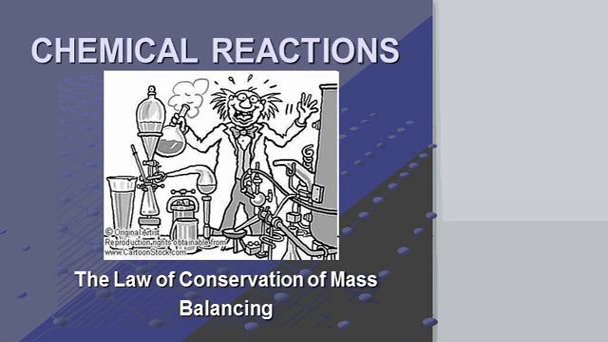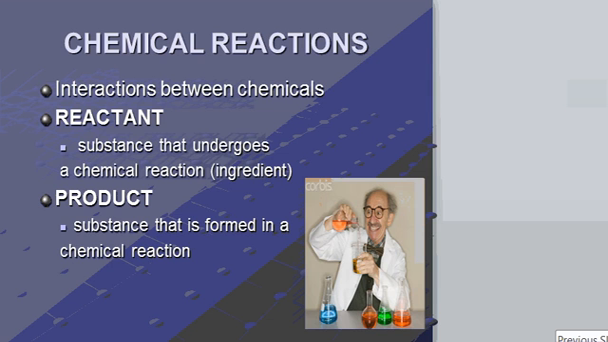We know that chemical reactions occur. We know they are interactions between chemicals. In any chemical reaction, you have a reactant and you have a product. Of course, the reactant is the substance that undergoes the chemical reaction. It is the ingredient. The product is the substance that is formed in a chemical reaction. So that is the end product, what gets made once the reaction occurs.